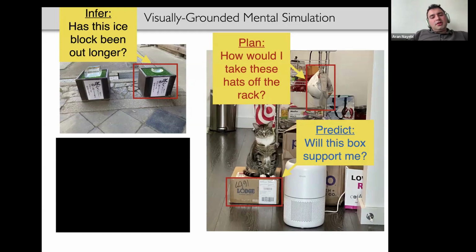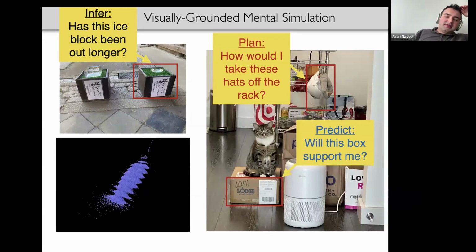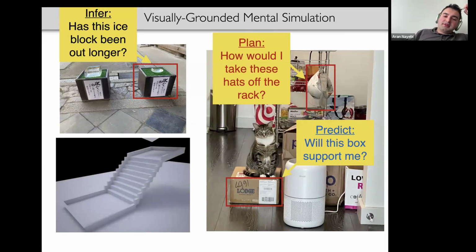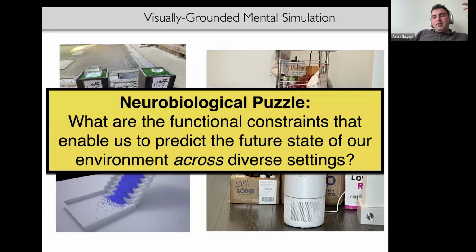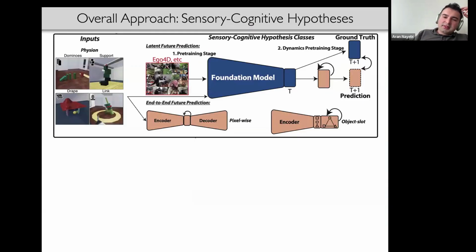And of course, this doesn't just apply to static images, but also to videos. So if I show you this liquid hitting a staircase, it's as though the staircase is actually there, and you infer that yourself just by looking at it. And so what we want to understand is what are the functional constraints that enable us to predict this future state across diverse settings? So we tried a variety of hypotheses, and I'll go into the main one.